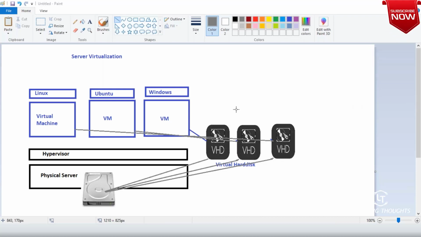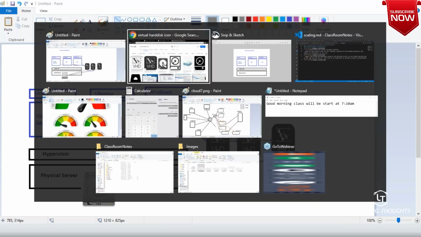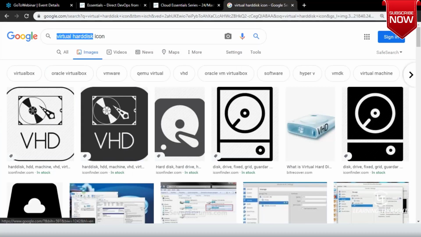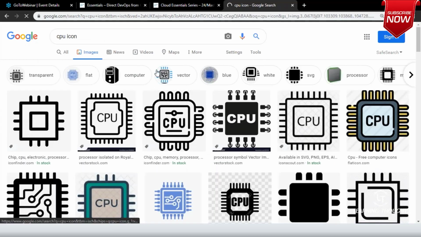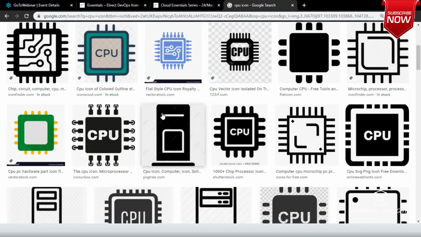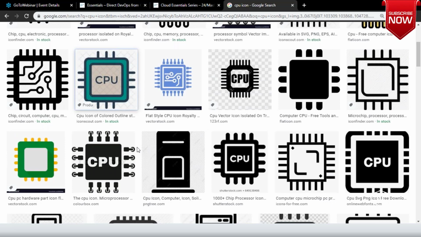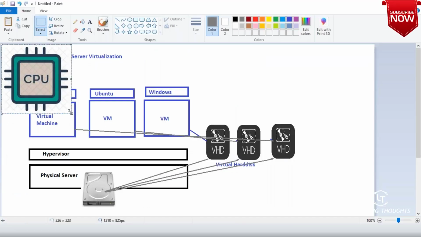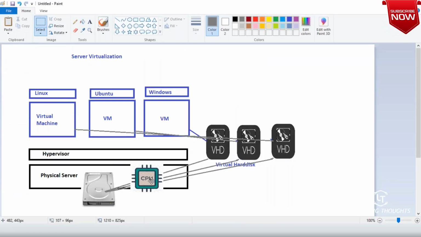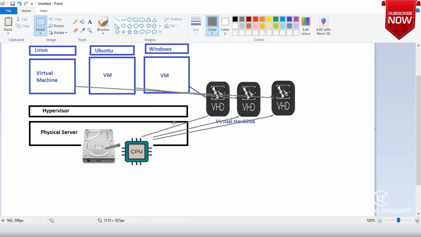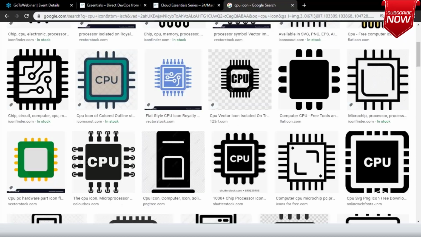Yes, right. Okay. Now let me come to the next important thing. I'll be just drawing important stuff. I'm quite sure that this physical server will have a CPU. Okay. This physical server will have a CPU.